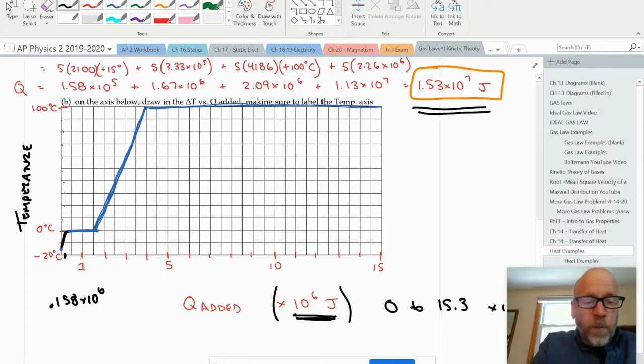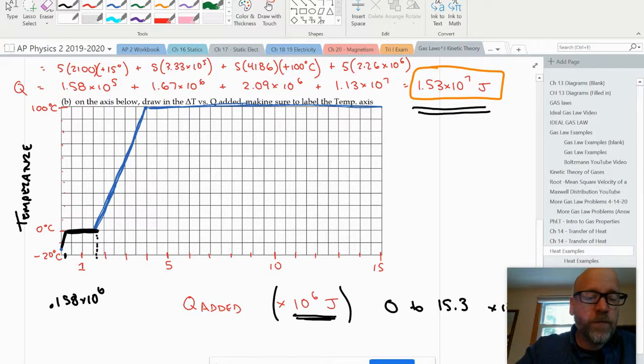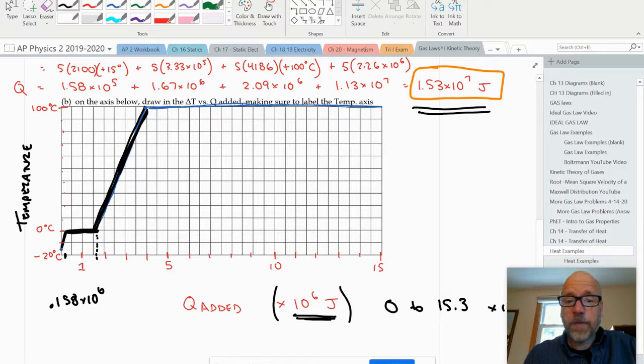So I went over 1.67, and while that heat was added, the temperature remained constant at 0 degrees until it underwent a phase change, and then it went from this value here, it went up to 2.09 times 10 to the 6, or so, a little something like that. And then as more and more heat was added, it stayed at the same temperature until it reached 1.53.